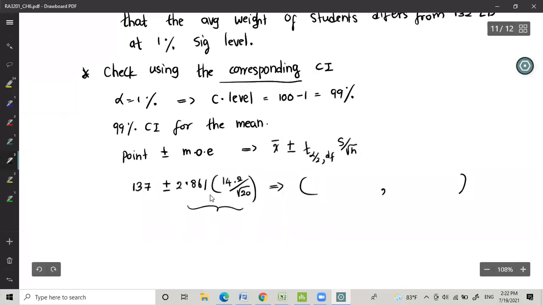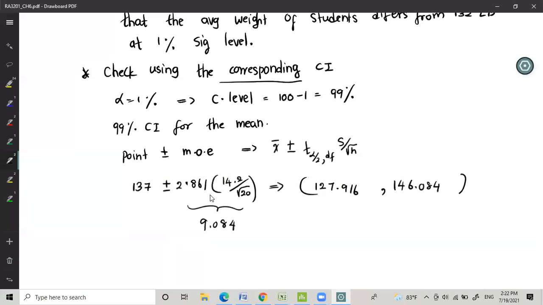So I have the margin of error to be 9.084. Let me know if I have made any mistake. See whether you can get the same value. So that is my lower limit. And the upper limit. Is this correct? My margin of error? Can you please double check?